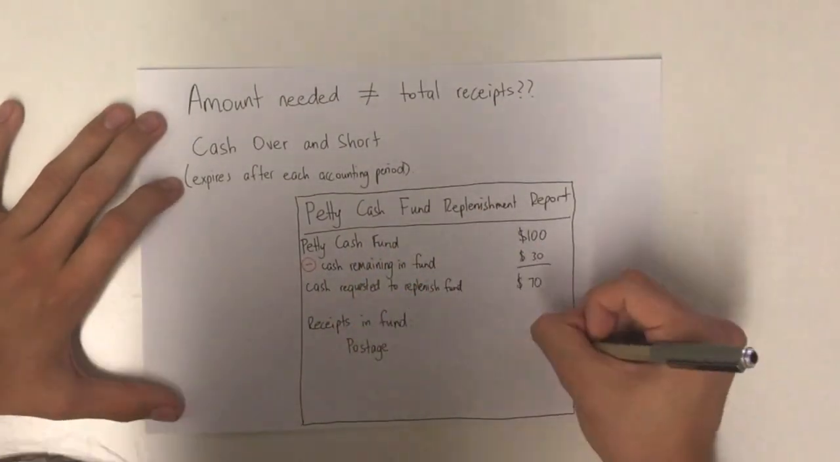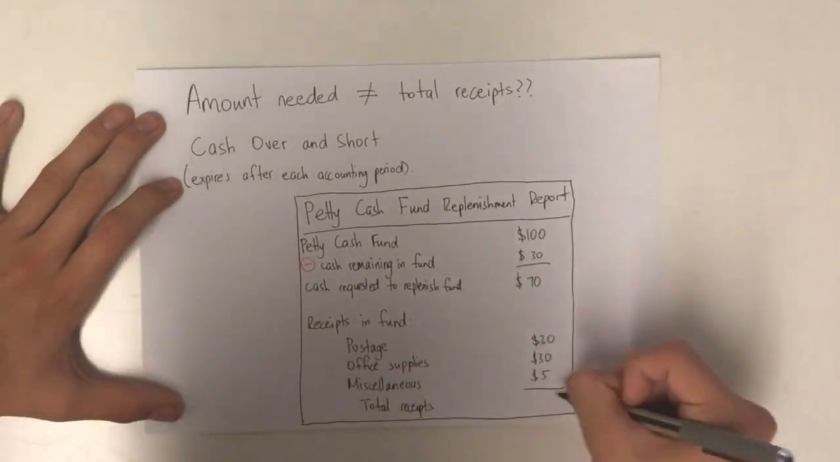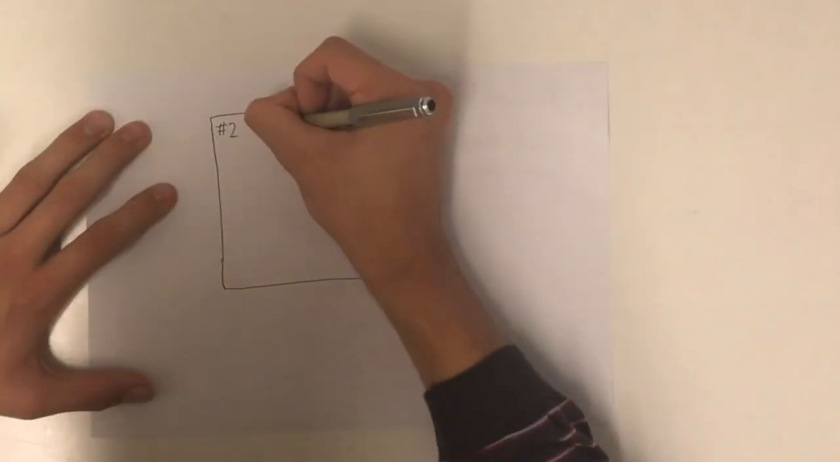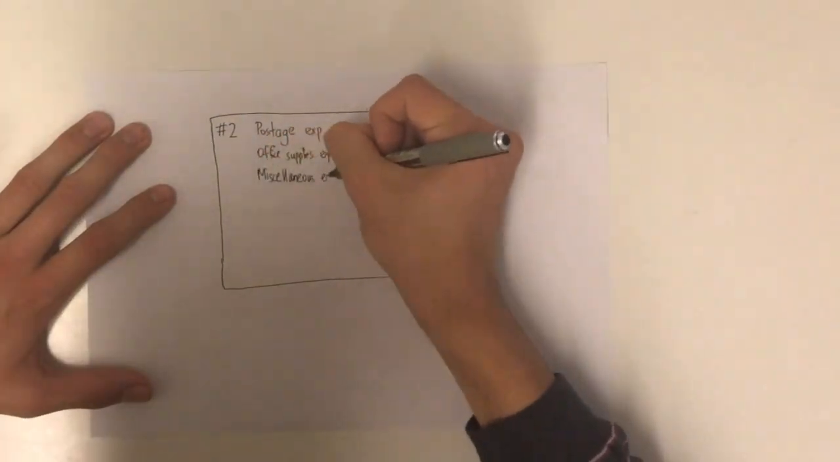The cash needed to replenish the fund is $70, but the total receipts are only $65. The $5 difference is charged to the cash over and short in the journal entry made to replenish the fund.